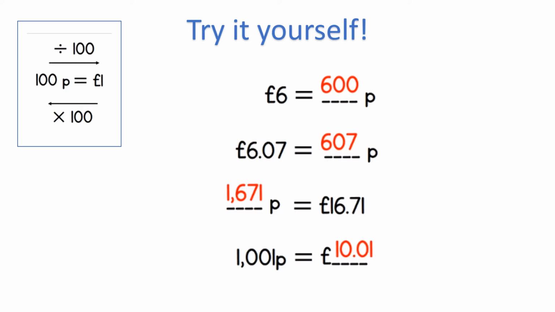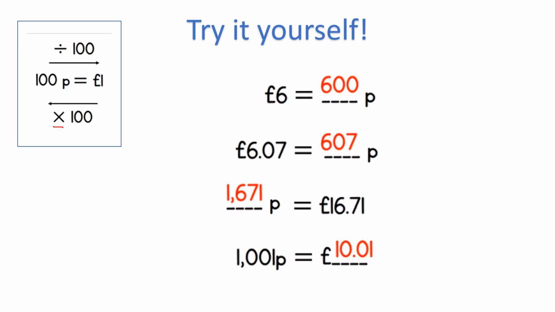£6 equals to 600 pence. So if we know that £1 equals to 100 pence, then we would know that £6 is 600 pence. £6 and 7 pence, converting it to pence. Now look over here. So if we have to times by 100, and then the answer is 607 pence.